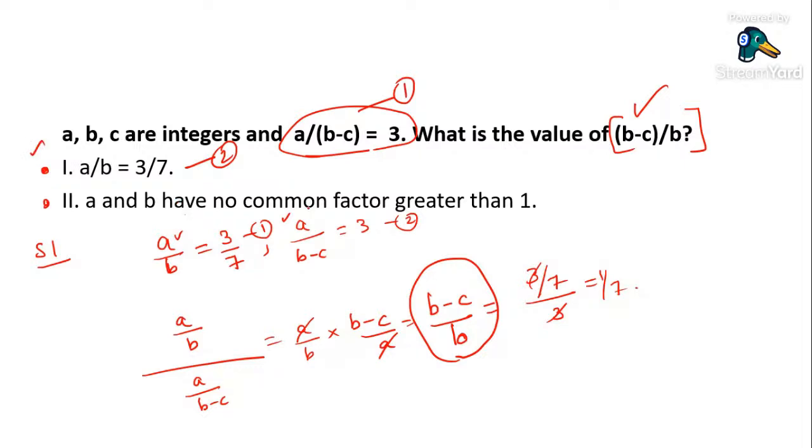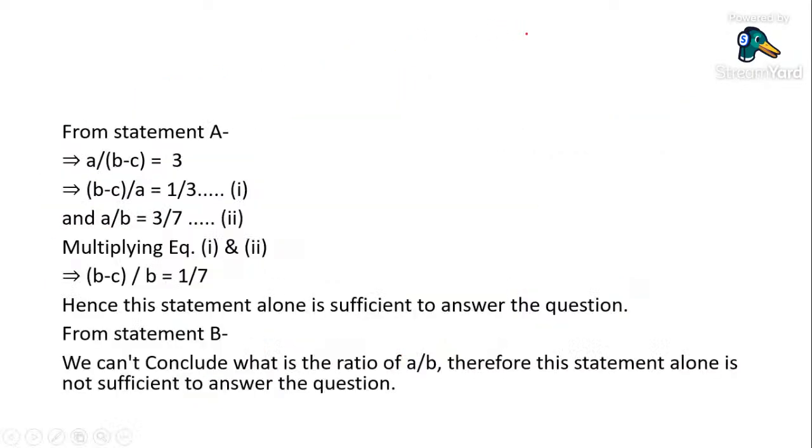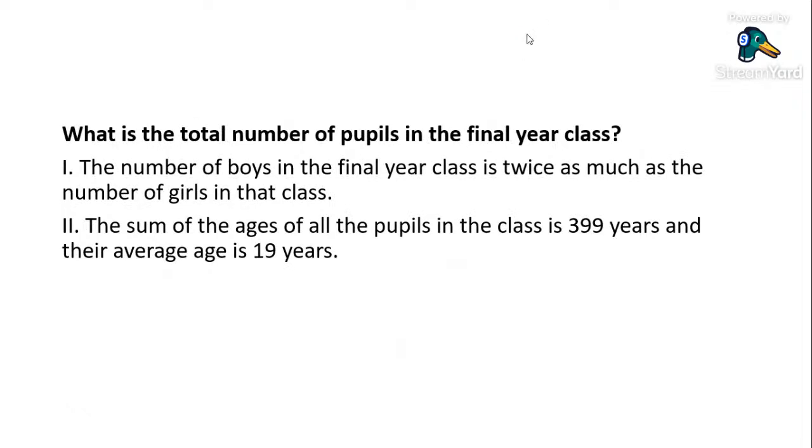That is equal to, what will it be? 3 by 7 divided by 3. So the answer is 1 by 7. So you can find the answer of B minus C by B, right? When you divide this and this, we can get the answer. So statement 1 alone is sufficient, fine. Let's focus on statement 2. It's immaterial. Okay, one is sufficient because there is nothing about C. Clear? Statement 1 alone is sufficient. Very good.